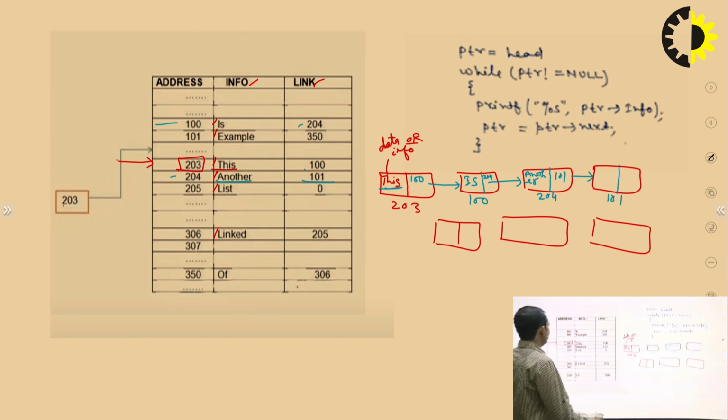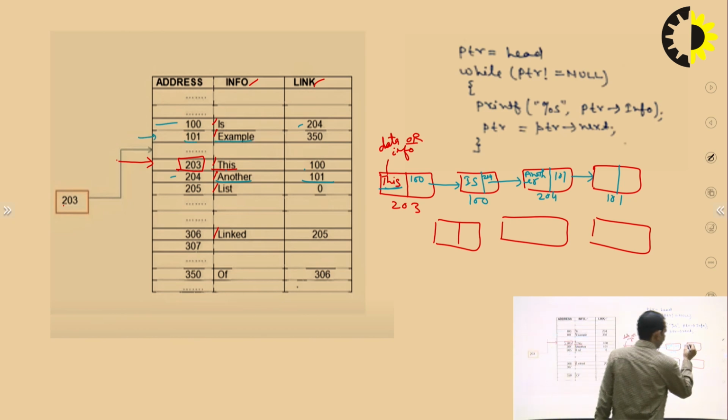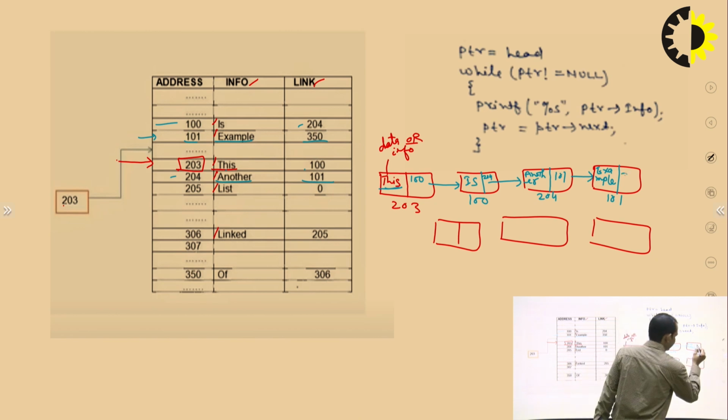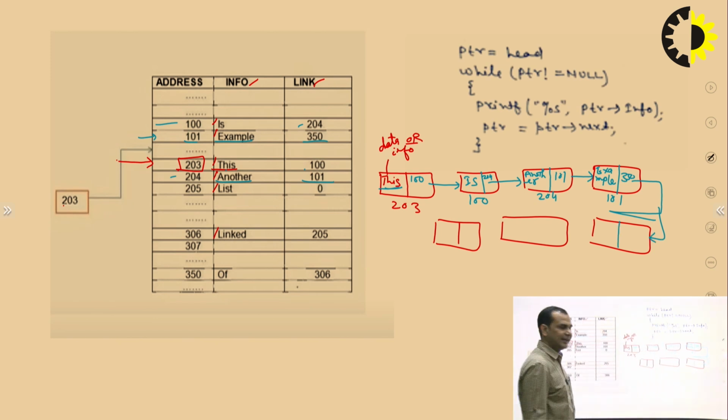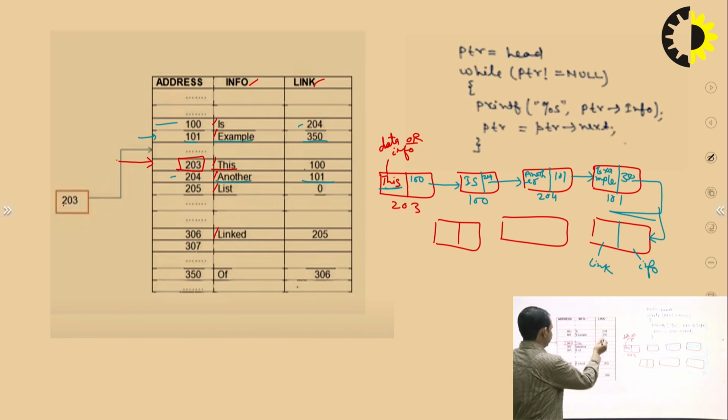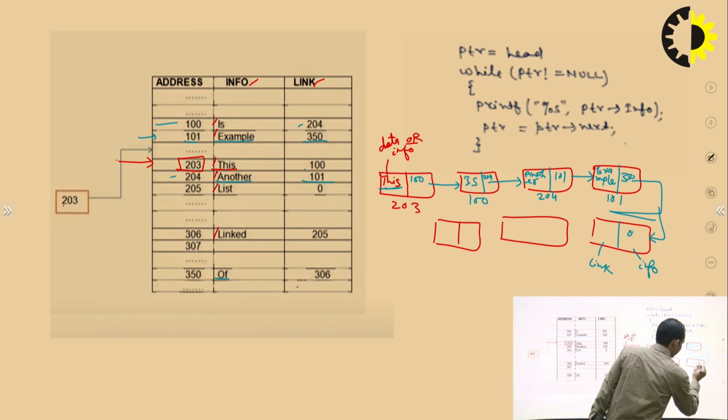Again, it will be divided into two parts. Then we have to move to 101, where the info part value is example. So here we have to store example. In the link part, it will be 350, meaning 350 will be stored, which indicates the next node. Again, it has an info part and a link part. At 350, the info value is off, so we have to store off here.